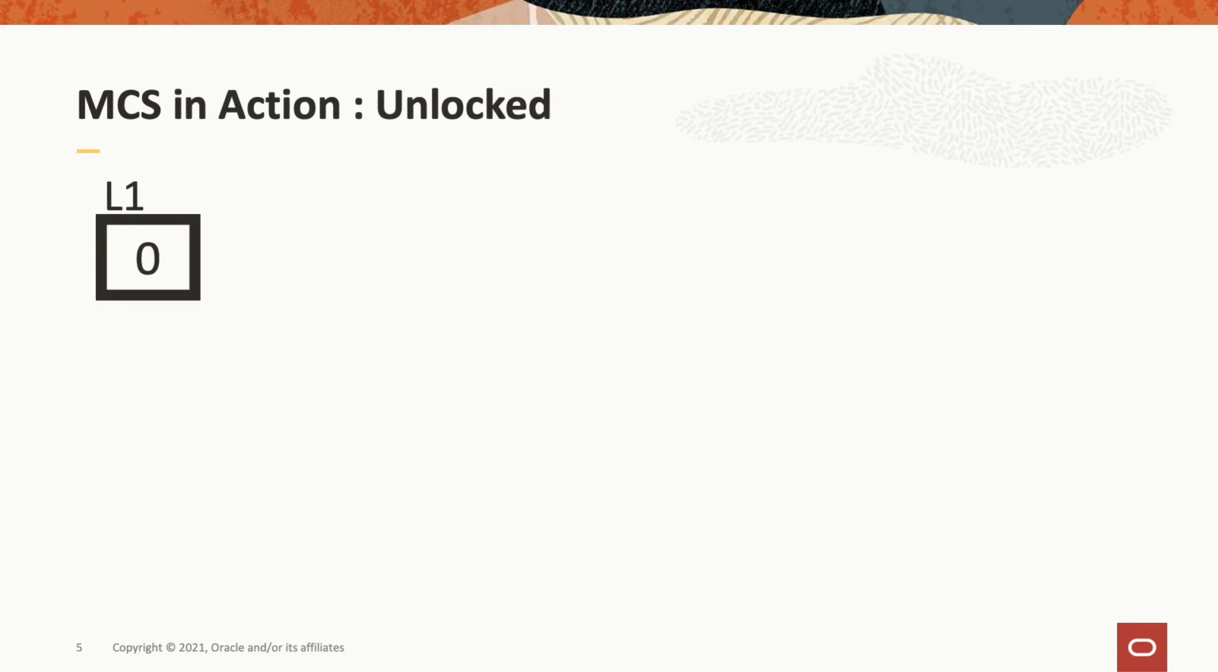It's useful to look at MCS in action. On this slide, we're looking at an example of a lock that is in the unlocked state. We'll designate our lock L1 and notice that its tail pointer is null or 0, indicating that the lock is not held.